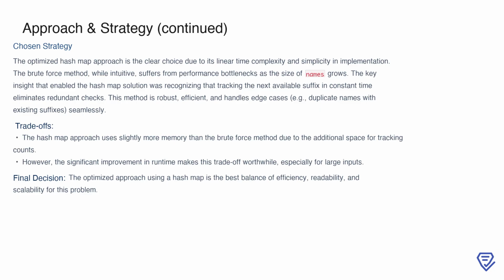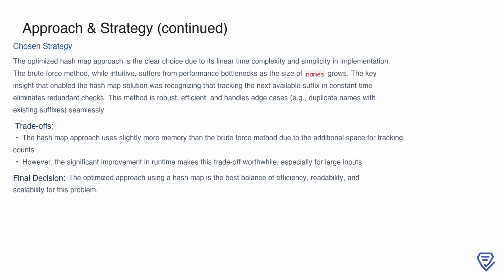Its linear time complexity and straightforward implementation make it far superior to the brute force method, which struggles with performance bottlenecks as the size of the input grows. The key insight that made this solution possible was recognizing that by tracking the next available suffix for each name in a hash map, we could avoid redundant checks and resolve conflicts in constant time. This method is not only efficient but also robust, handling edge cases like duplicate names with existing suffixes seamlessly.